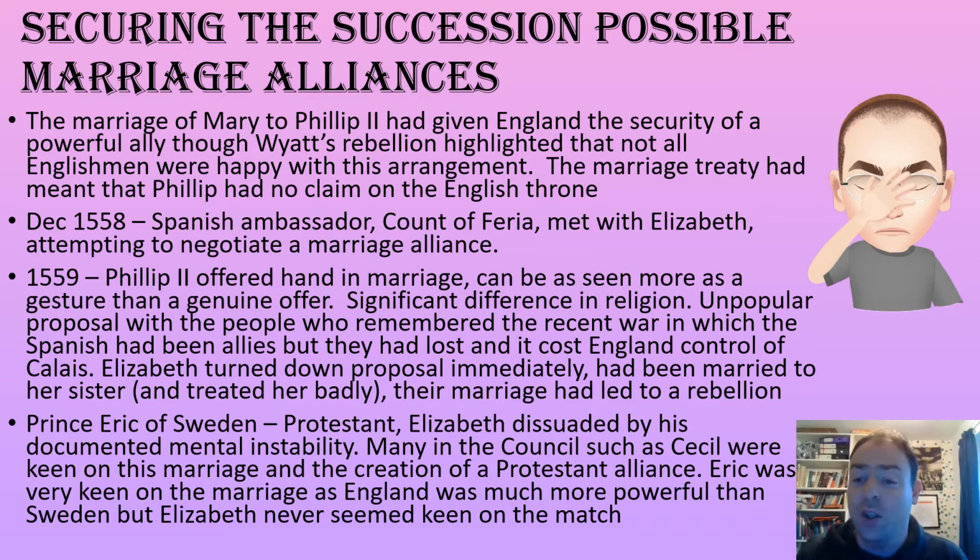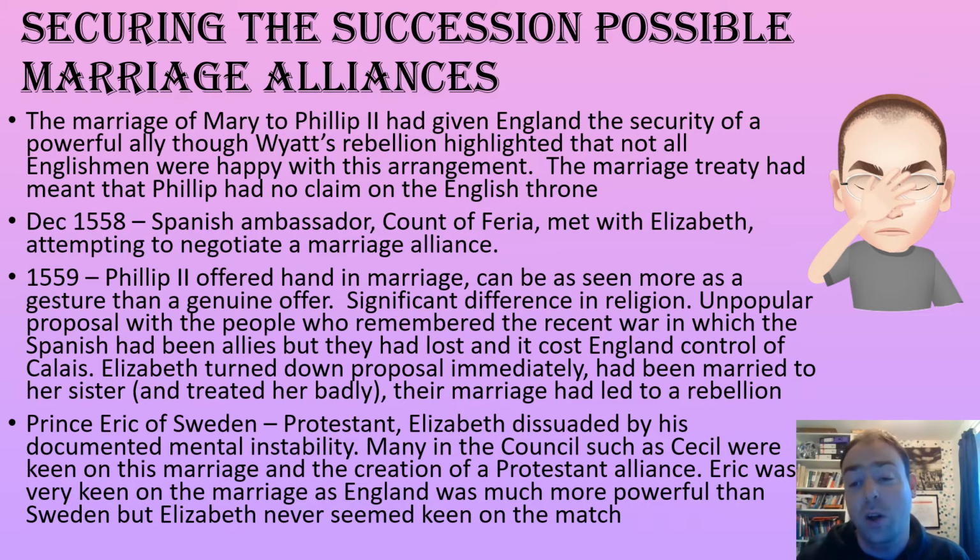Now, Elizabeth turned down the marriage immediately. Obviously, Philip had been married to her sister, as already mentioned, and there's a lot to suggest that he hadn't treated Mary particularly well. And obviously, as previously mentioned, their marriage had led to a rebellion. So Philip is suitor number one, and again, there's a lot of positives you could say about a potential marriage to Philip. Spain is just about the most powerful nation you could marry into. The Habsburgs, the most powerful family, but more negatives in there, and Elizabeth decides it's not the right thing to go for.